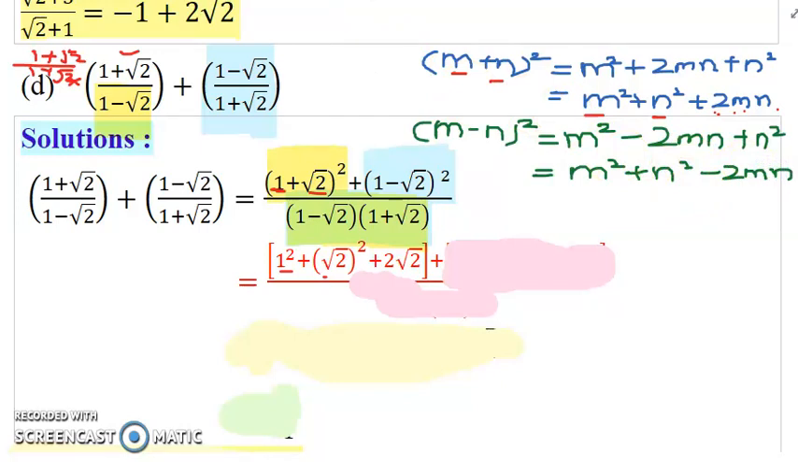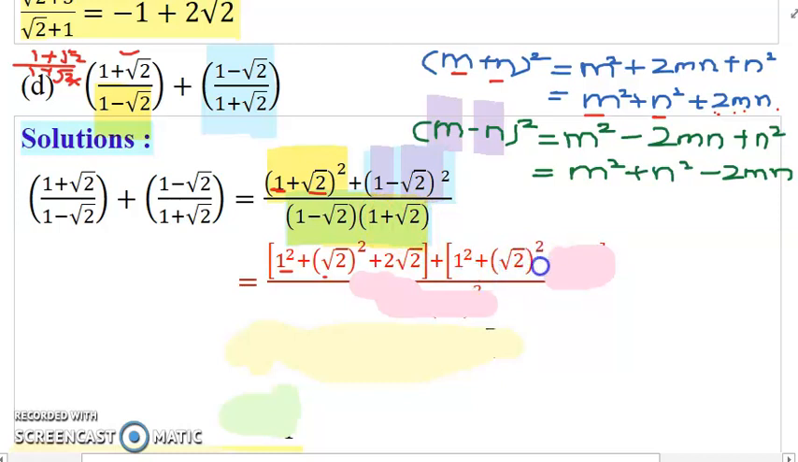And once again, if you do the comparison, m is 1 and n is square root of 2. As a result, I will have m squared, which is 1, plus n squared, square root of 2 squared, minus 2mn, so I have minus 2 square root of 2.